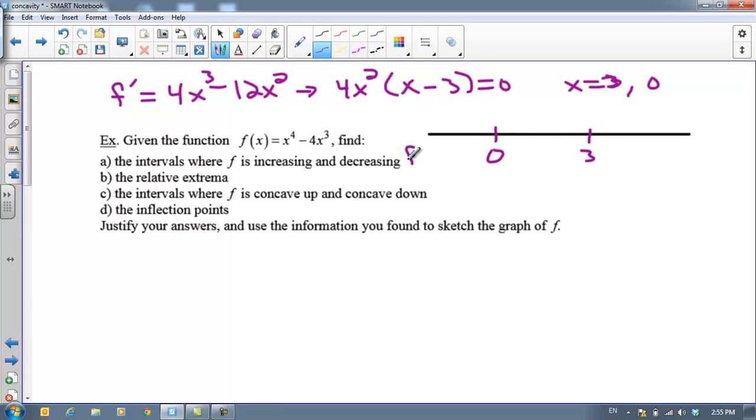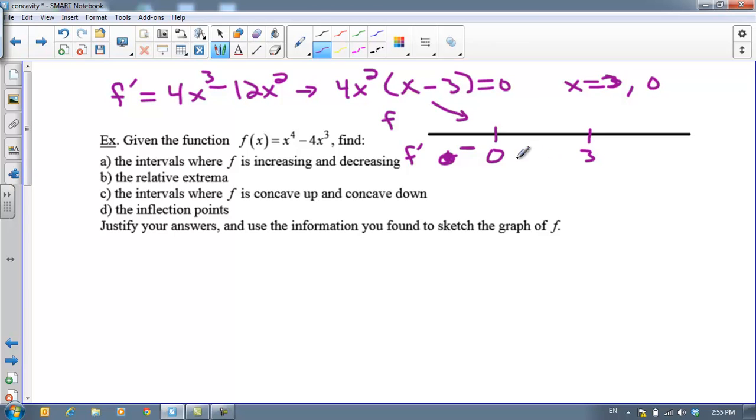Now we're checking f prime so that we can figure out some things about f. So I'm going to plug in a number like, say, negative 1 into my factored form of my derivative. So negative 1 minus 3 would be negative 4, and negative 1 squared is positive. I'm going to have a positive times a negative. So since f prime is a positive times a negative, that's a negative. So if f prime is negative, that means that f is decreasing.